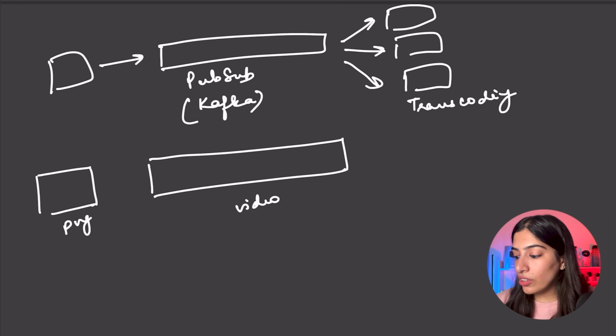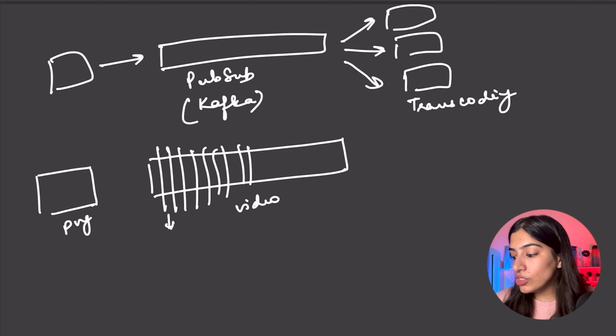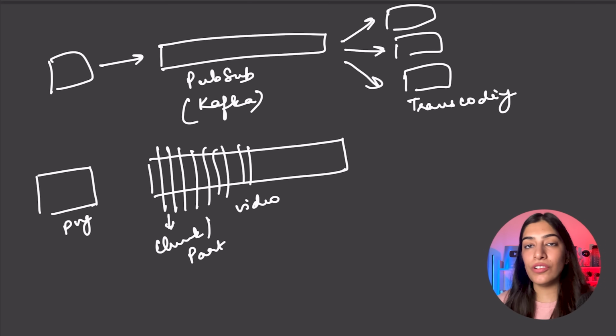So obviously we need to cut our video into different chunks or parts. Each chunk or part can be a few seconds, say 4 seconds, 5 seconds, 10 seconds. You can decide accordingly, right? But you know that you need to divide your video into chunks. Now the question is, where should the chunking happen?